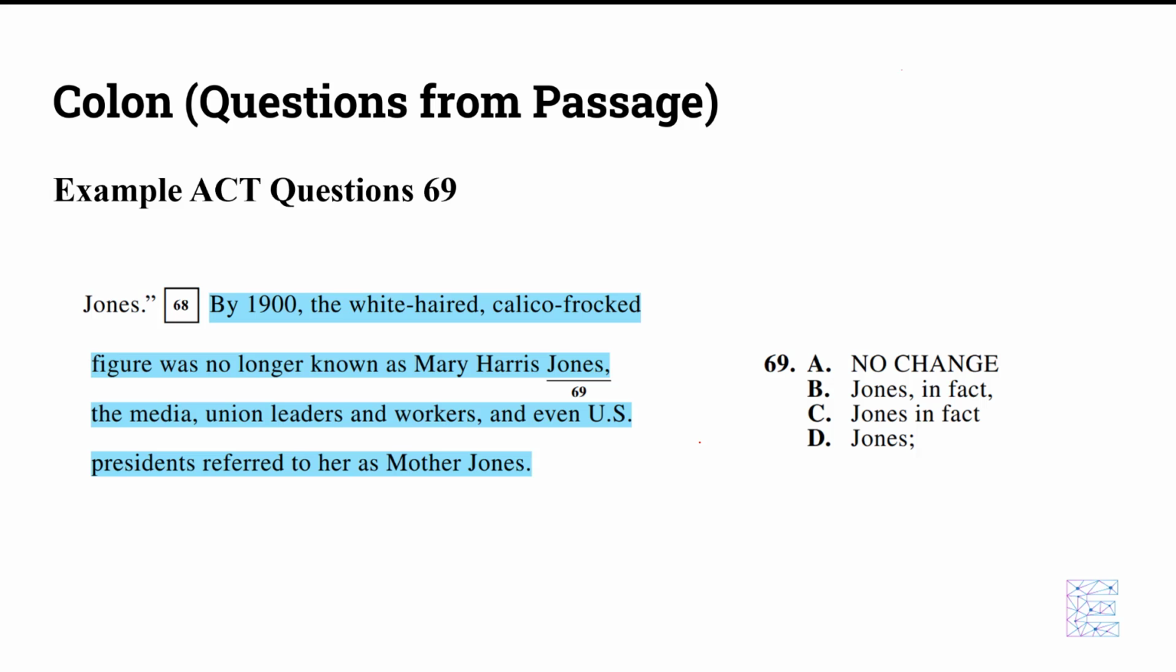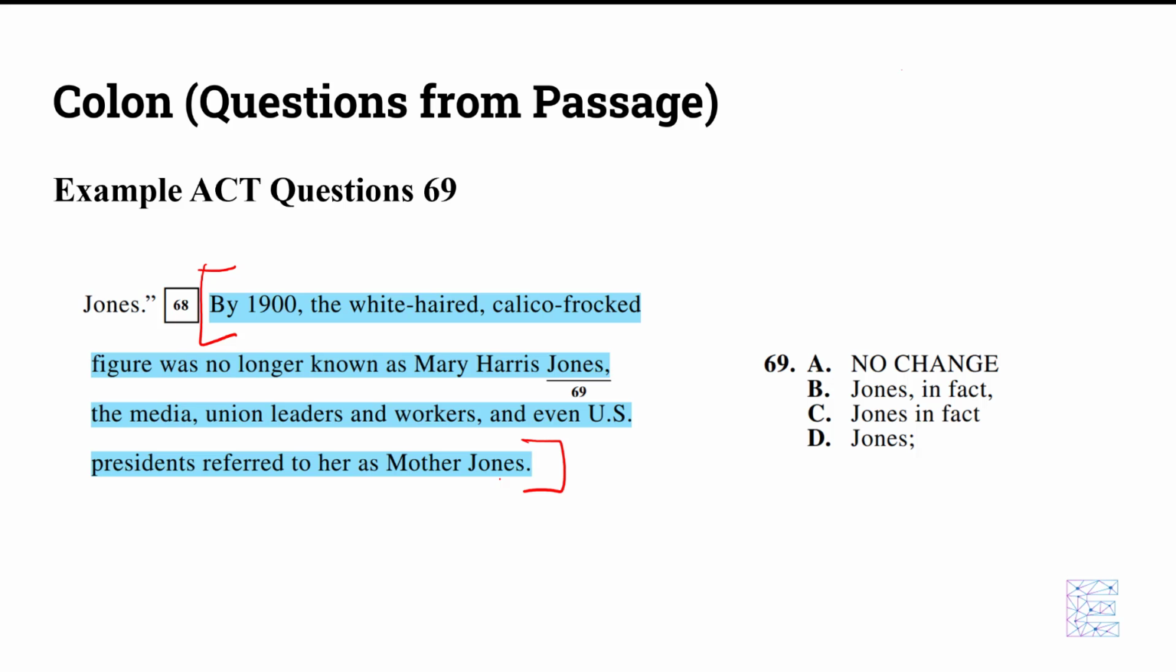Next question, we are answering question 69, which means we can start from here, the highlighted part, and maybe end here. It goes on to say, by 1900, the white-haired, calico-frocked figure was no longer known as Mary Harris Jones. The media, union workers, and even U.S. presidents referred to her as Mother Jones. So once again, I'm inviting you to try this question on your own and see if you can come up with the right answer. Go.